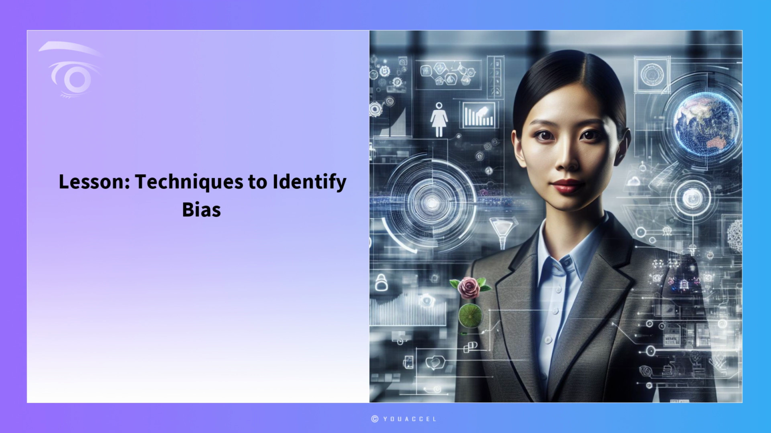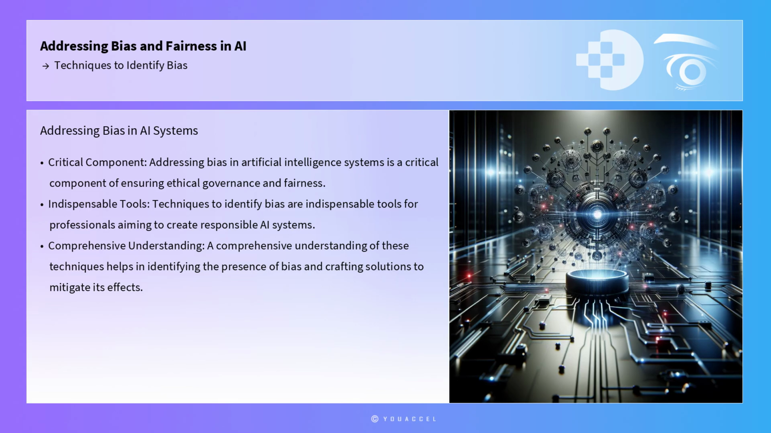Lesson: Techniques to identify bias. Addressing bias in artificial intelligence systems is a critical component of ensuring ethical governance and fairness. Techniques to identify bias are indispensable tools for professionals aiming to create responsible AI systems. A comprehensive understanding of these techniques not only helps in identifying the presence of bias, but also in crafting solutions to mitigate its effects, thereby enhancing the fairness of AI systems.